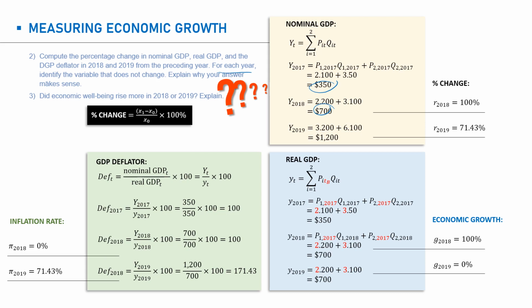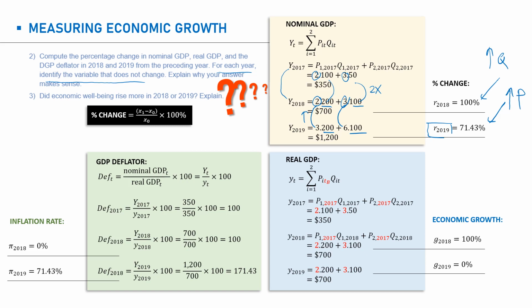Then look at the question here. For each year, identify the variable that does not change. As in the nominal GDP growth rate calculation, we can easily observe here that from 2017 to 2018 there is no change in price, right? But the output level increased 2 times. That is why the growth rate is 100%, and it comes solely from the increase in output. As for the growth rate in 2019, what is constant is the quantity. There's no change in quantity, but the price level increases. So if we take a look at this, the 71.43% is actually coming from the increase in price level.